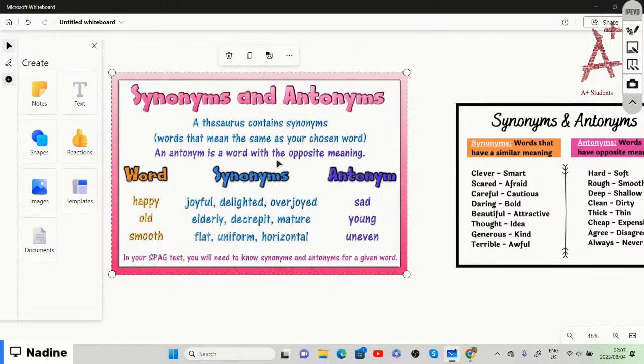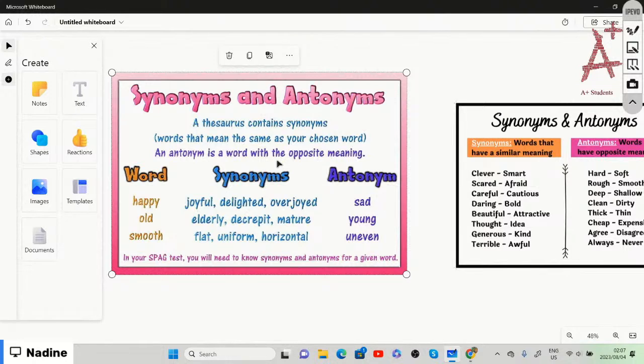For example, happy. If we were to choose more words that have a similar meaning to happy, they would be joyful or delighted or overjoyed. So joyful, delighted, overjoyed are either the same as happy or almost the same as happy. And then the antonym, which is the opposite in meaning of the word happy, is sad. So if you're not happy, then you are sad, and that is the opposite of happy.